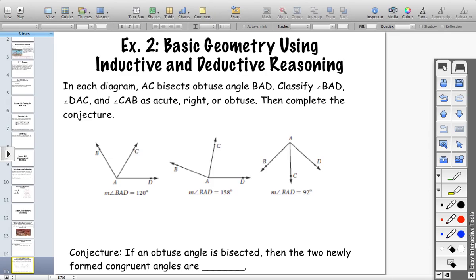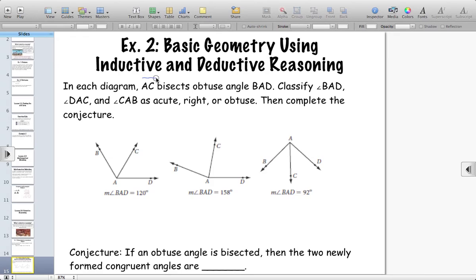It says in each diagram, ray AC, when I was typing this I couldn't make the ray sign, bisects obtuse angle BAD, so classify angle BAD, DAC, and CAB as acute, right, or obtuse. Then complete the conjecture. All right, so it tells us in the instructions that angle BAD is an obtuse angle. So we can look at our examples down here and see that yes, every angle BAD is obtuse because it's greater than 90 degrees.